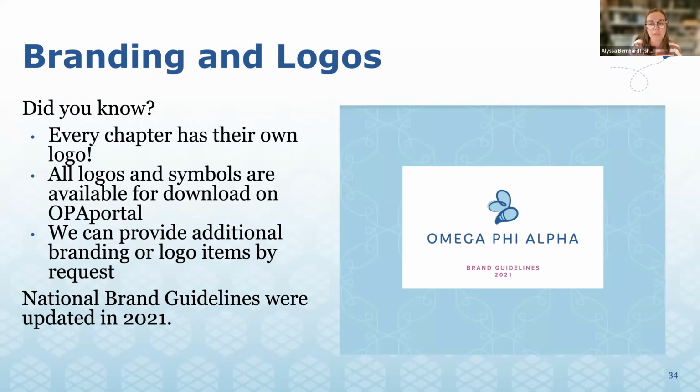We are truly so happy to provide all of you with all of the information that you need about branding. So if you need color codes for your Canva account, or you need symbols or backgrounds or anything, we would love to give that to you. We do have brand guidelines. They are published on OPhiA portal, so you can check them out. They were updated in 2021. So they're very up to date.